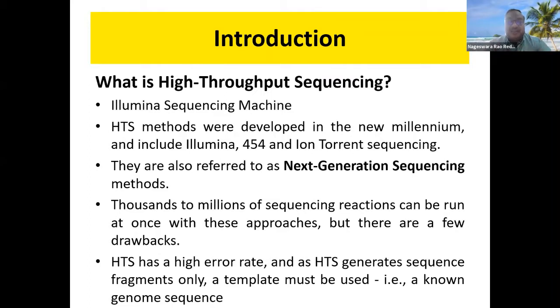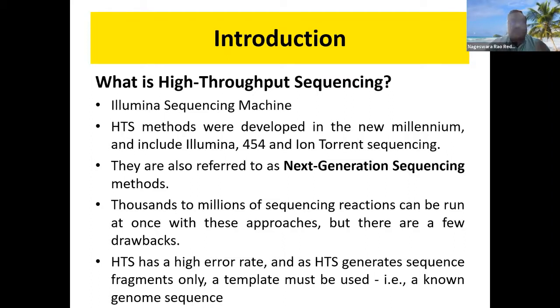Now, what do we do here? In high throughput sequencing, thousands to millions of sequencing reactions can be run at once. Based on your sequence, if it is a bacteria, thousands of reactions will be there. If it is a human genome, a mammal, or a plant, a higher end angiosperm, then millions of sequencing reactions will be done. So thousands to millions of sequencing reactions are done in parallel, and you get the output at once for the whole genome.